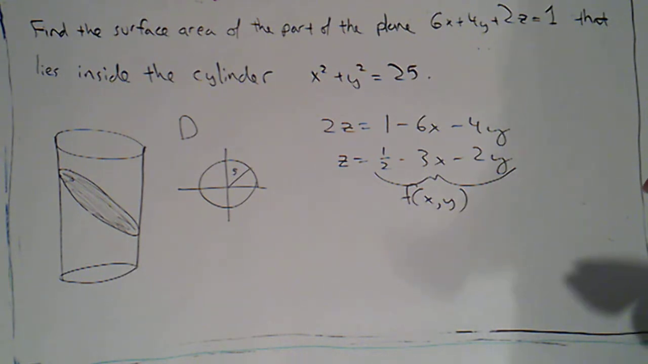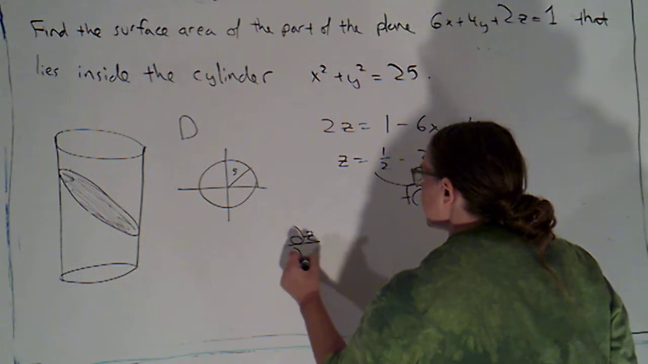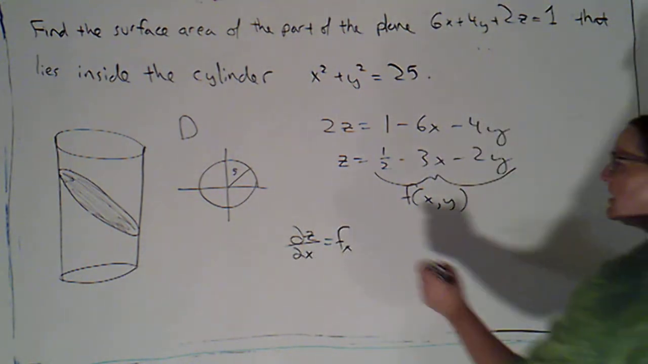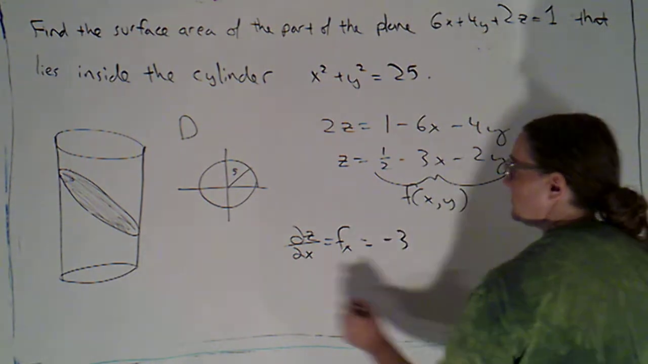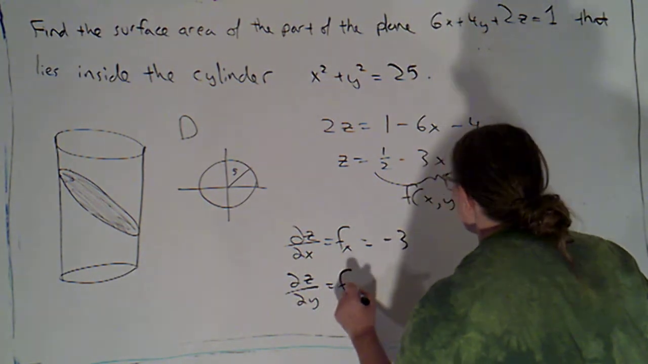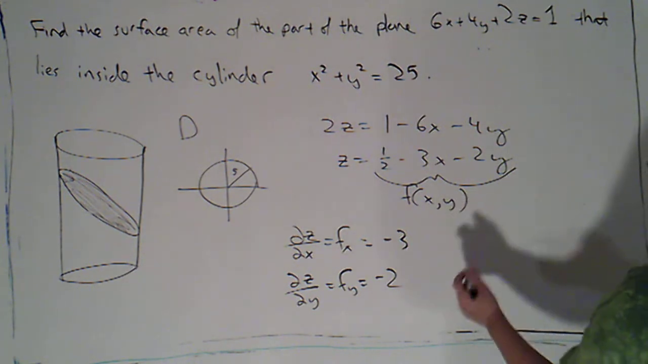Okay. So I can take a look, and the partial of z with respect to x, or f sub x, either notation is fine, it's just going to be -3. And the partial of z with respect to y, which is f sub y, is just going to be -2, which is quite nice.